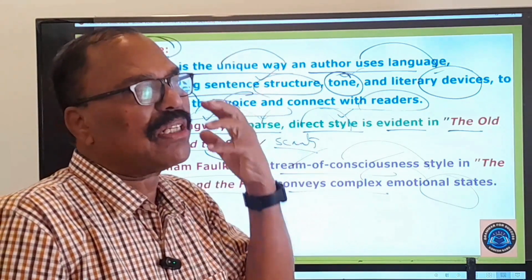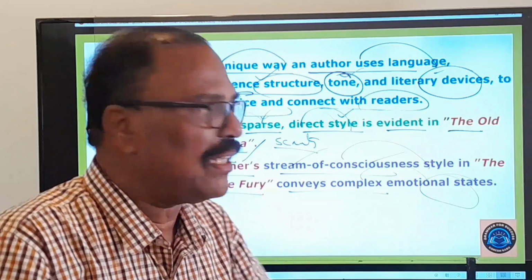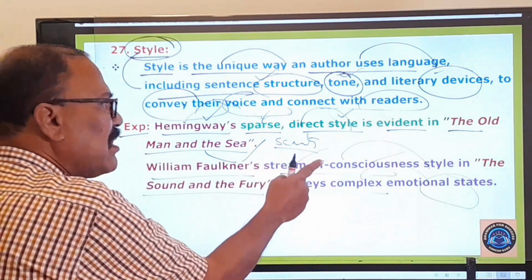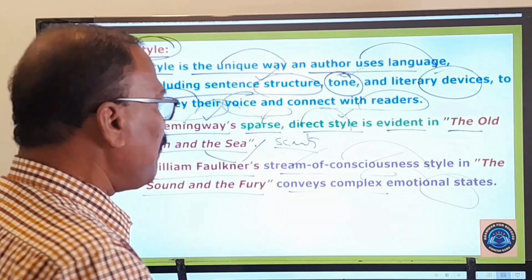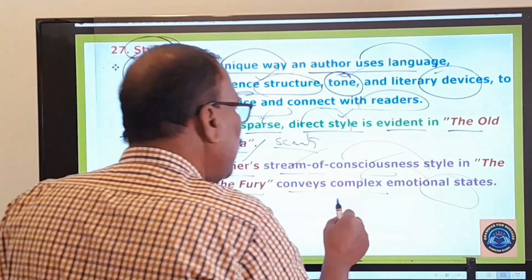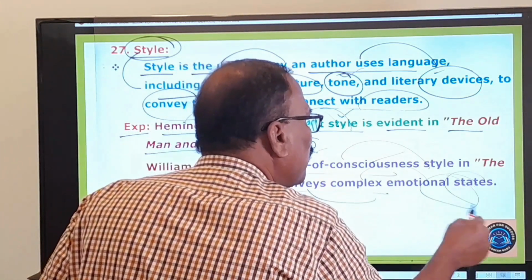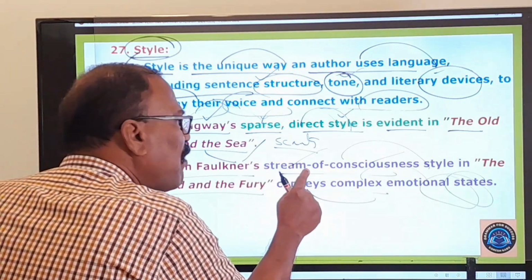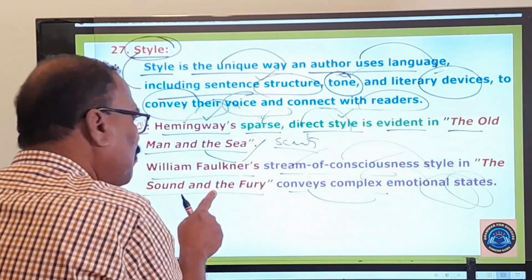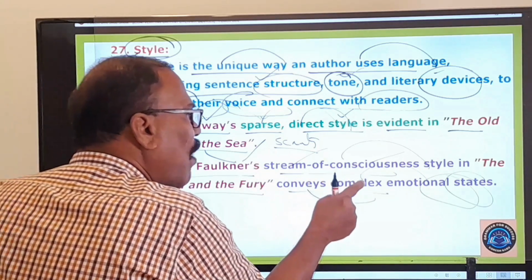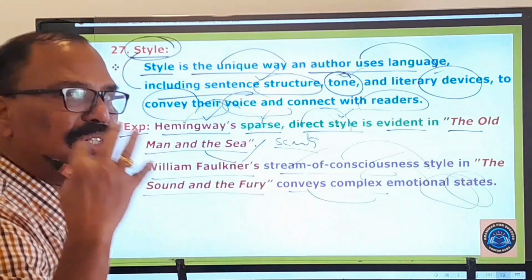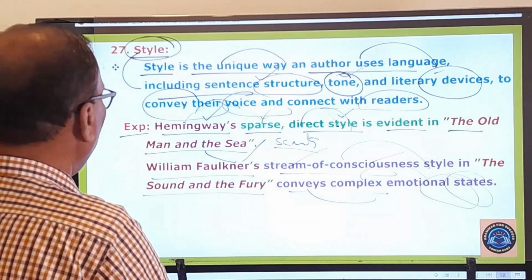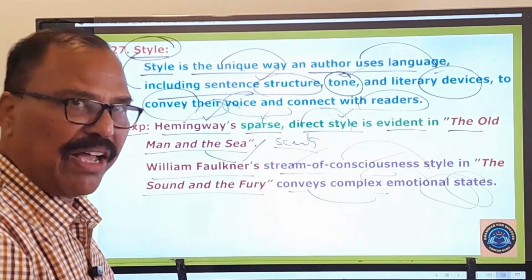మనసులోకి ఆలోచనలు ఎట్లా వస్తే అట్లనే వాటిని ప్రజెంట్ చేయడాన్ని, దట్స్ కాల్డ్ స్ట్రీమ్ ఆఫ్ కాన్షియస్నెస్ స్టైల్. సో దిస్ విలియం ఫాక్నర్ మెయింటైన్స్ దట్ stream of consciousness style in the story, The Sound and the Fury, in order to convey complex emotional states. Why does the writer make use of this style in this story? Means in order to convey complex emotional states of the characters, right? And now you move on to learn about the next literary device.